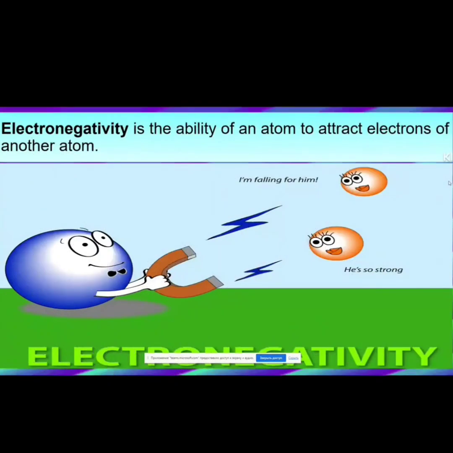So electronegativity is the ability of an atom to attract electrons of another atom. It is such an ability that allows the nucleus of an atom to attract electrons of another atom. You see, these are 2 electrons that are getting attracted by this atom because he's more electronegative and he attracts them.